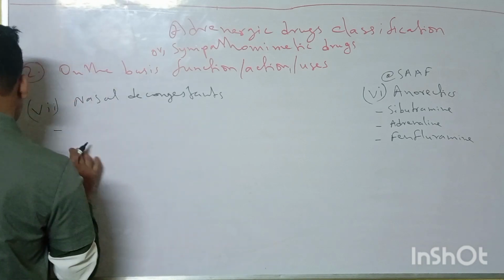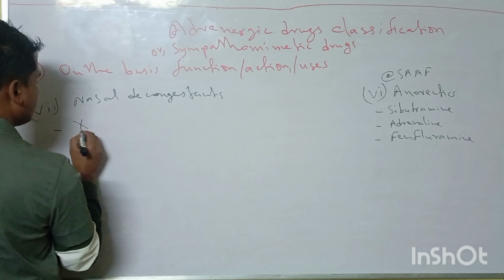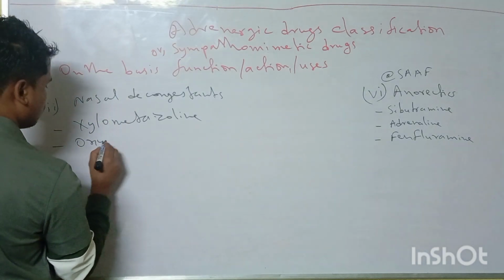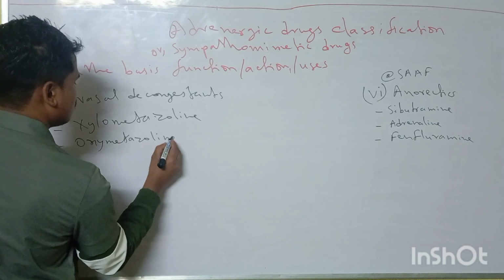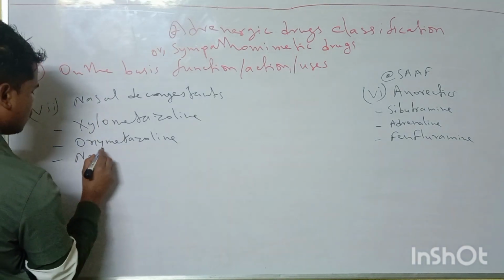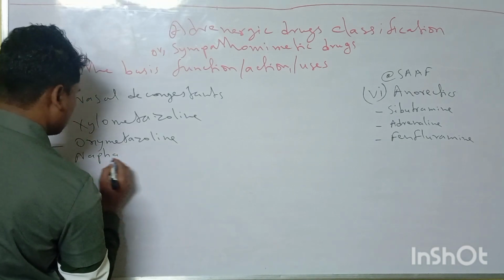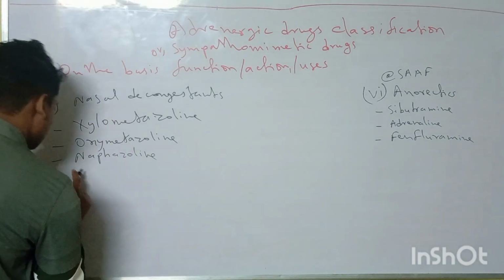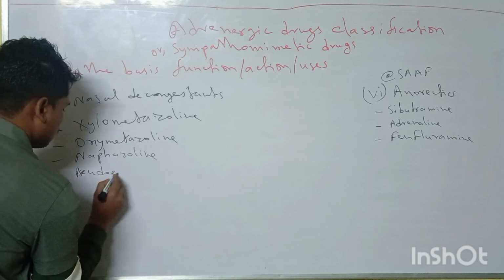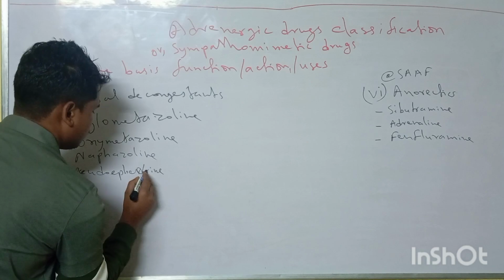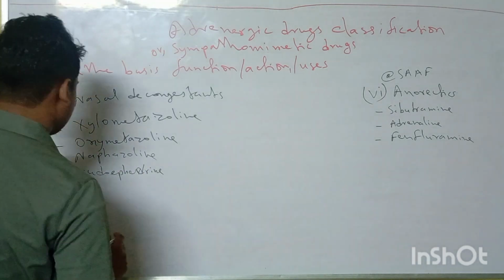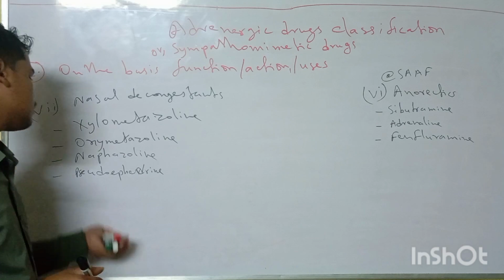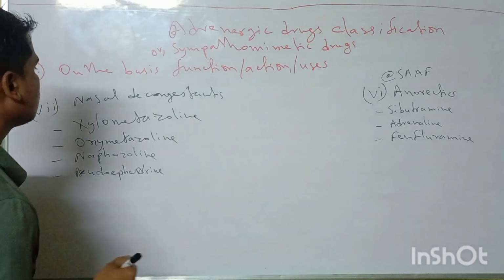Examples will be xylometazoline, oxymetazoline, naphazoline, pseudoephedrine, and some other examples also. So these are the examples of nasal decongestants.